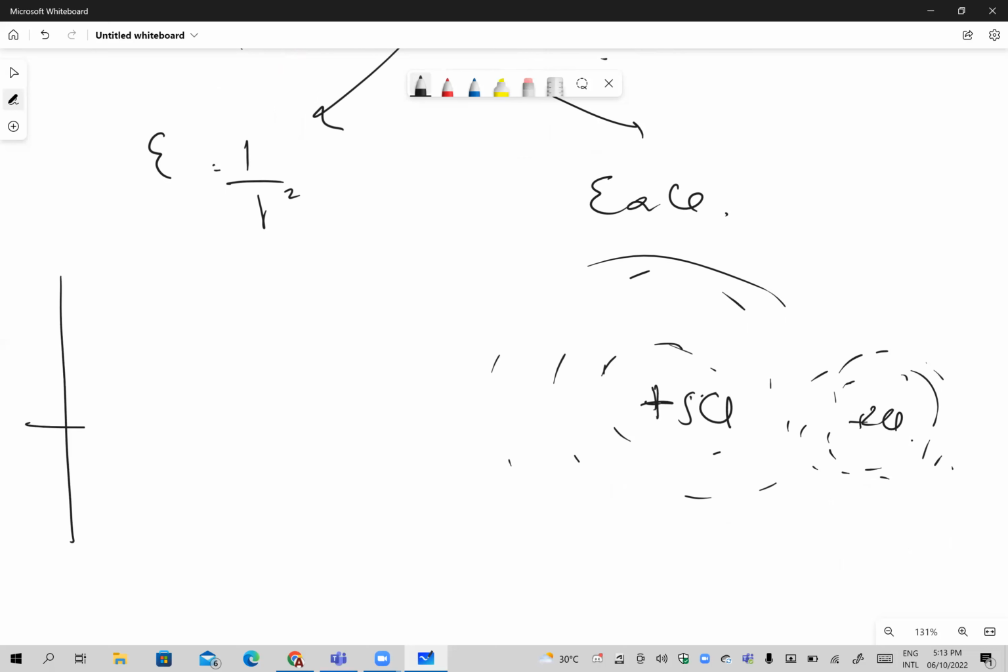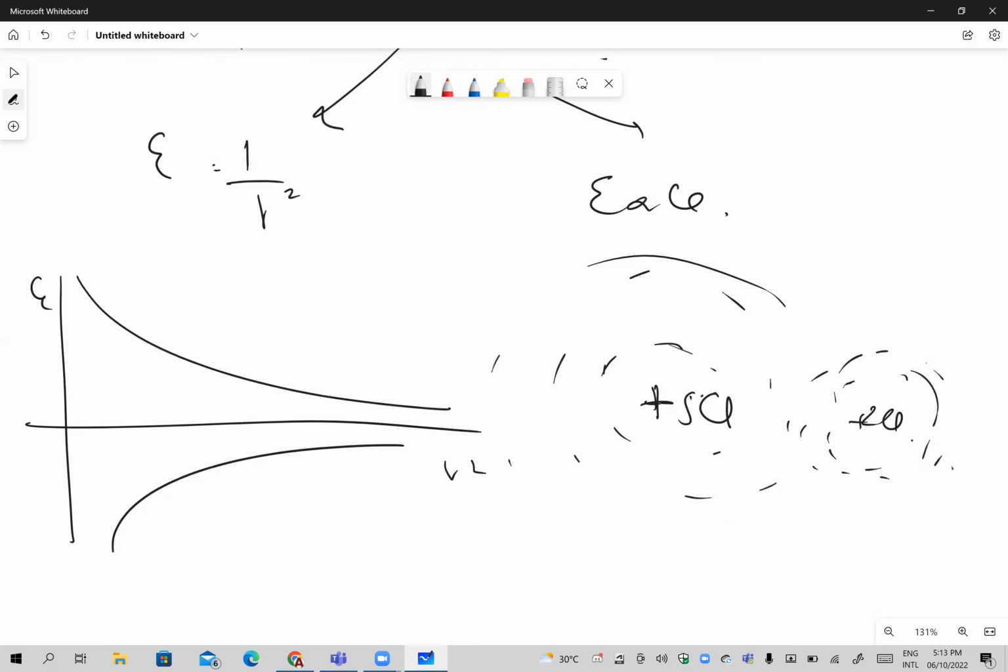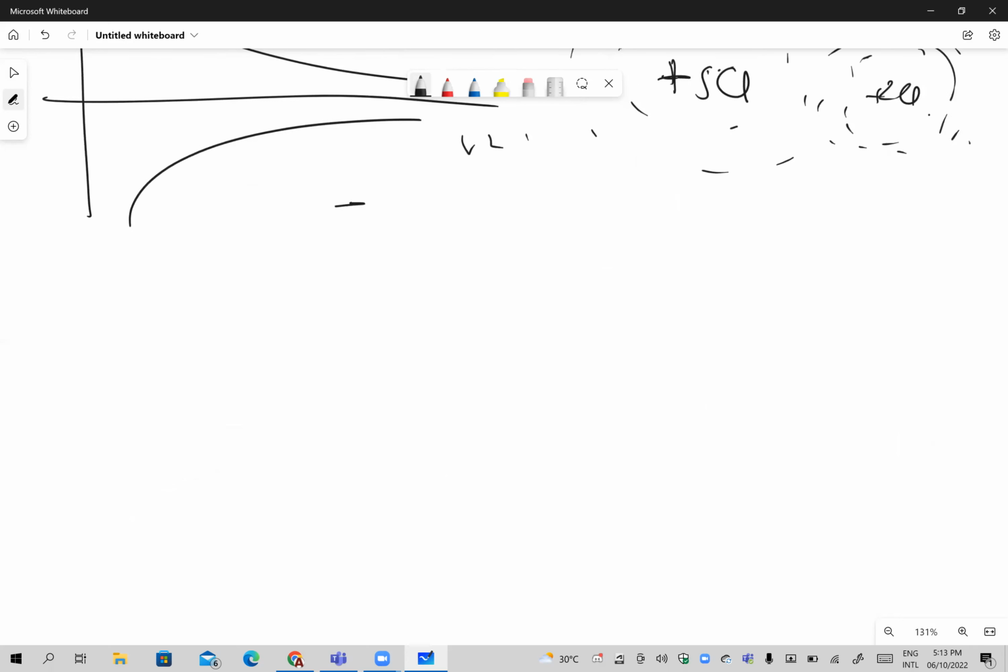Graph of E against radius would look something like this. Have I drawn these lines at two quadrants? Because this one shows a graph for a positively charged object, and the second one is for a negatively charged object. I hope this is clear up to this point. Oh, yes, it's clear. Okay, now there's another concept of electrical potential, electric potential.